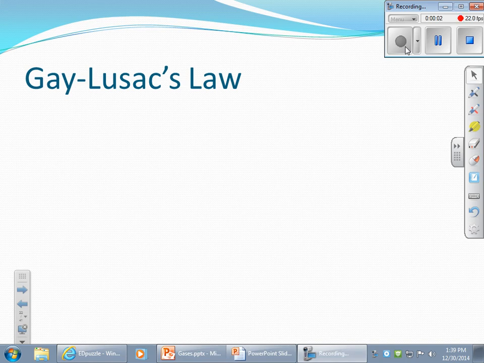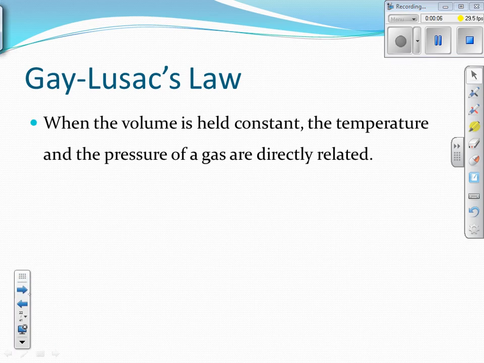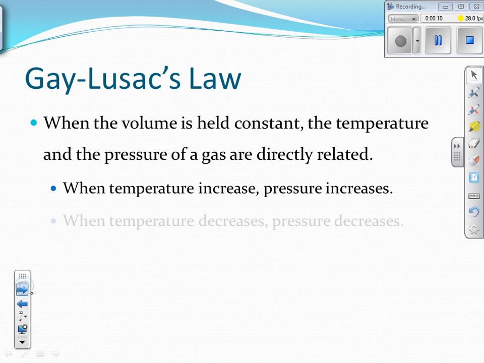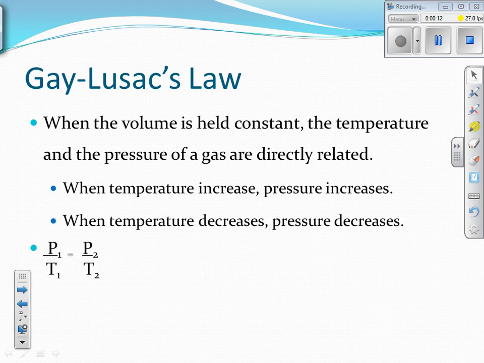Okay, the next law we're going to look at is called Gay-Lussac's law. Gay-Lussac's law looks at what happens when the volume is held constant. On the back of your reference table, you have the combined gas law. Here, I just took the volume piece out of it, because remember, when something is held constant, we can eliminate it from the equation. So we had the V1 and V2 here, but in a question involving Gay-Lussac's law, volume is constant, so we can remove it.